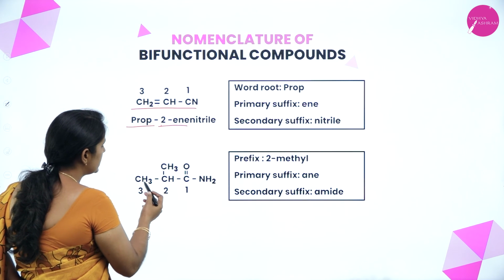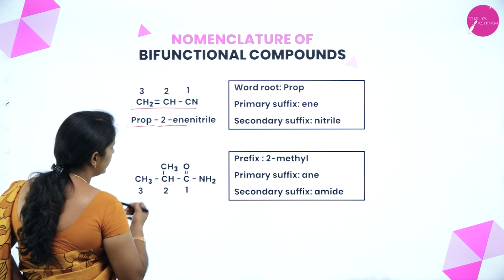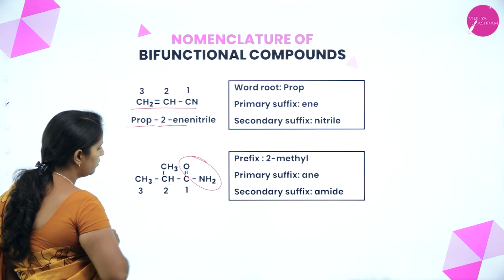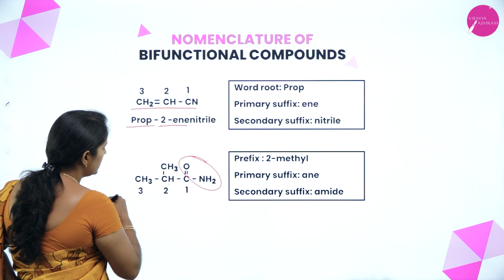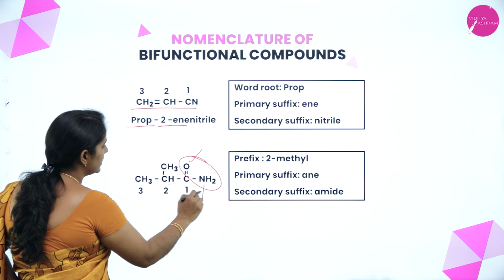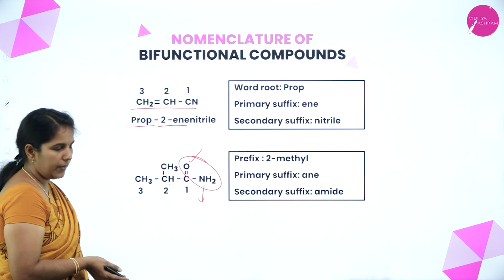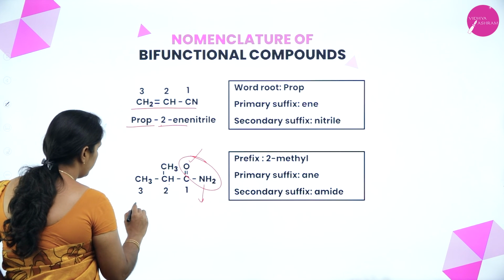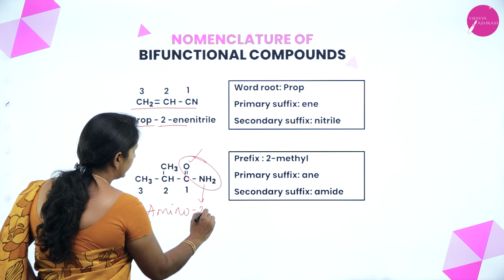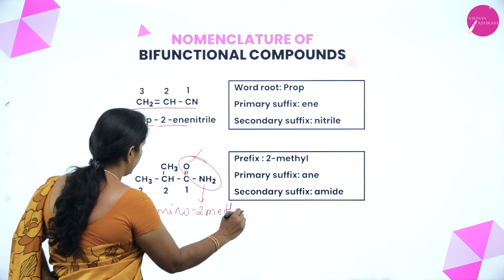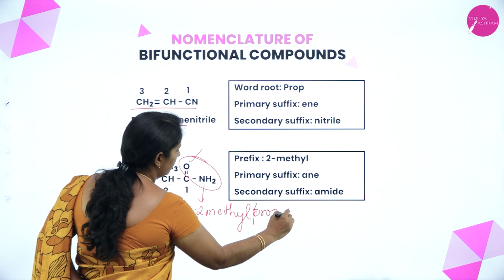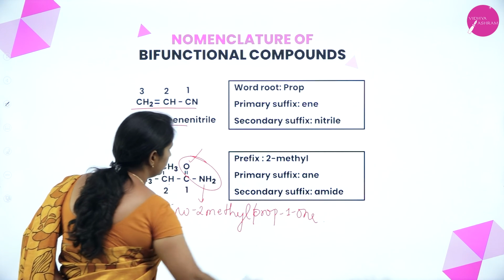Look at this example, CH3, CH, CH3, C double bond O, NH2. So both functional groups are there. So how do you name this? First we have to see the preference order. The amide will come first and the other group will be used as amino. So it is 1-amino, 2-methyl. How many carbon atoms? 3, right? So prop, 1-one.